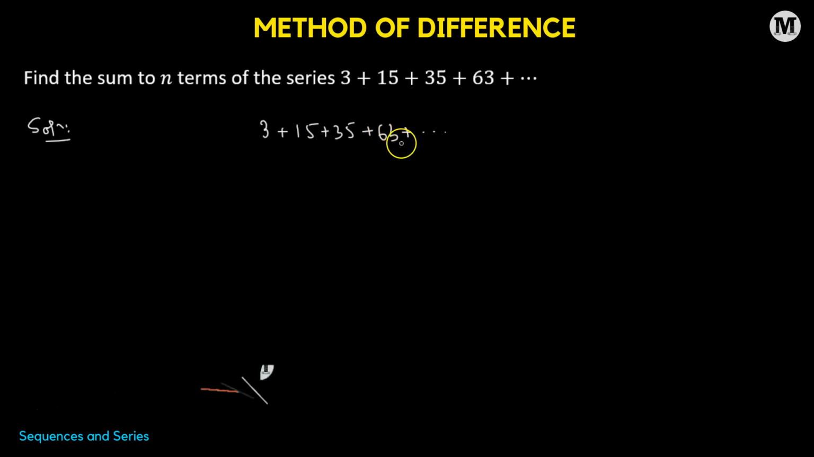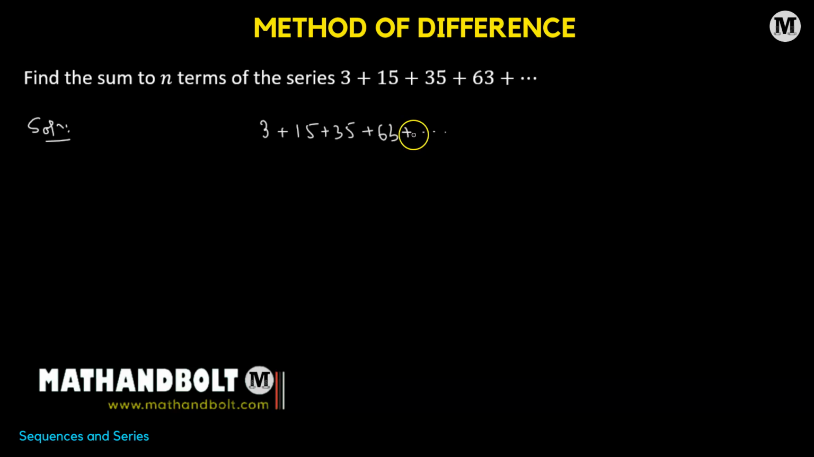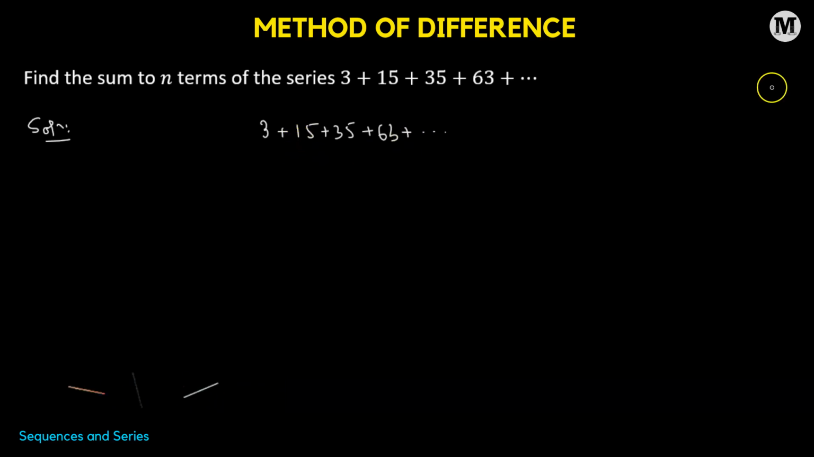Now this particular series is not an arithmetic series, because we do not have a fixed common difference here. However, we do notice a pattern. If we take the second term, which is 15, and subtract the first term, that is 3, that gives us 12. Next, if we consider the third term and subtract the second term, that's going to give us 20. Next, we consider the fourth term, that is 63, and subtract the third term, 35, that's going to give us 28.